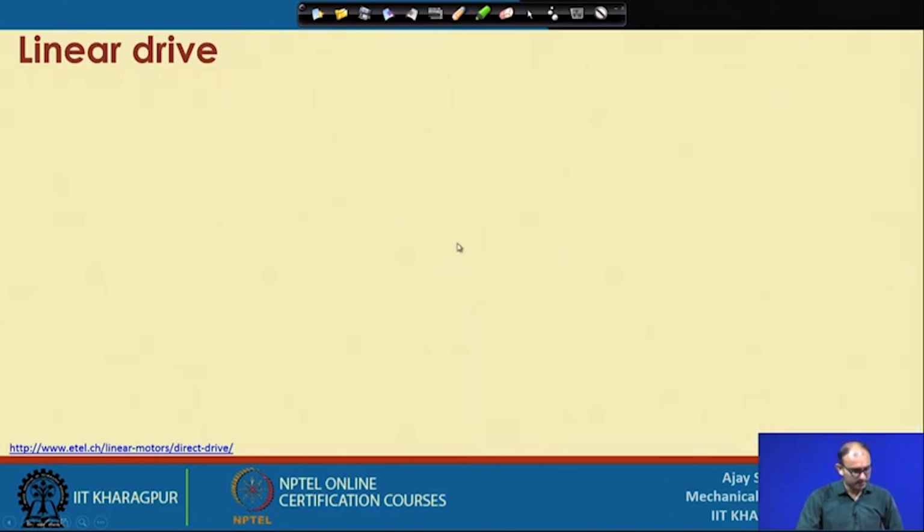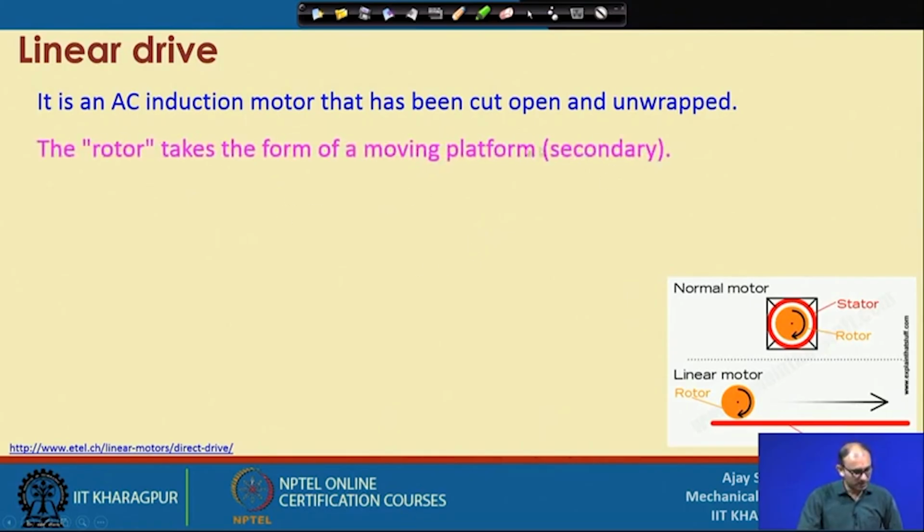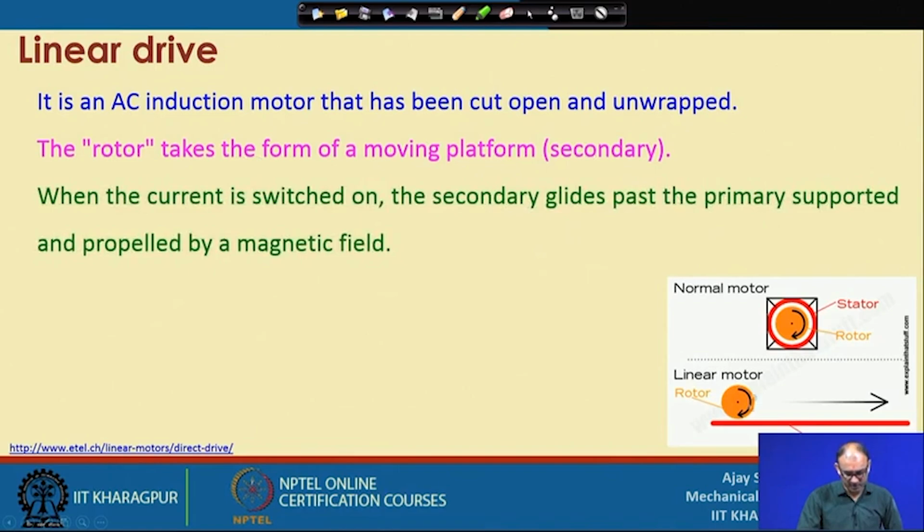Right. So, we have seen that this is our normal motor, with a stator, and the rotor in between will rotate. If you flatten the stator and move a linear rotor on top of it, you can get the linear drive. This is called the secondary part, and this is called the primary part. That is the linear motor.